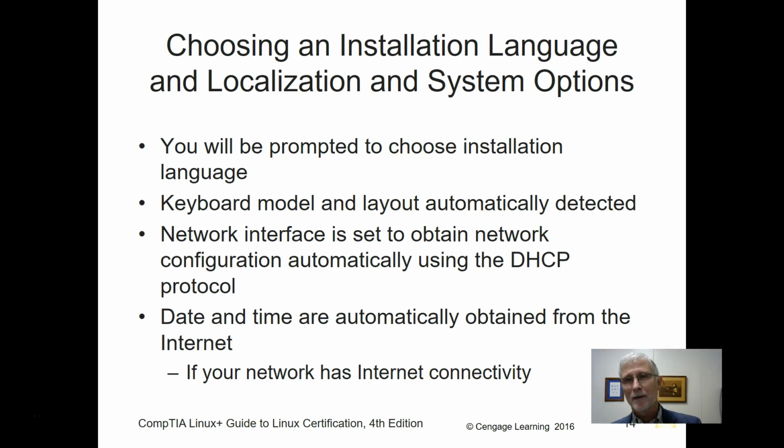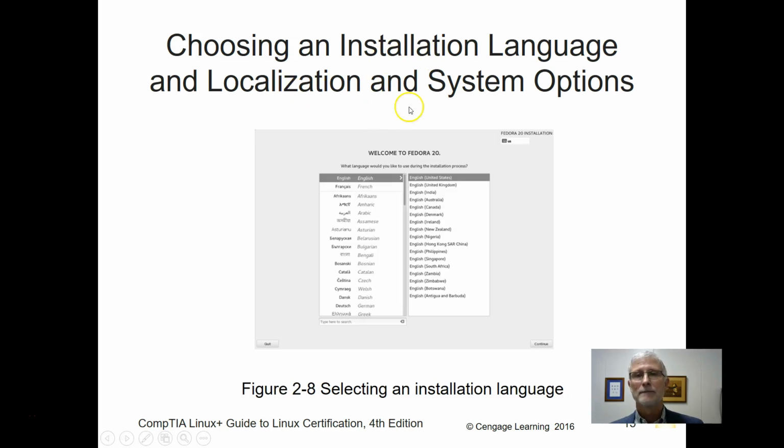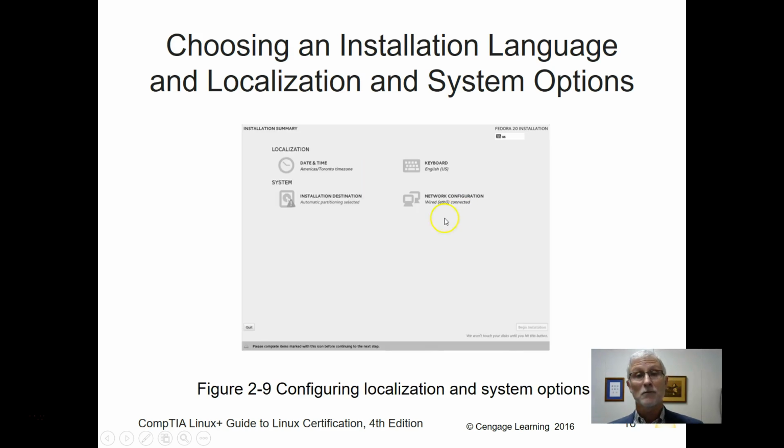Then it'll ask you what your language is, the keyboard layout. Are you going to obtain your IP address from DHCP, date and time automatically determined? All of these are going to be done for you. Which language you're going to choose: you want to make sure you choose English, United States, unless you want to speak a different language. Localization. These are some of your options that you can pick and choose.